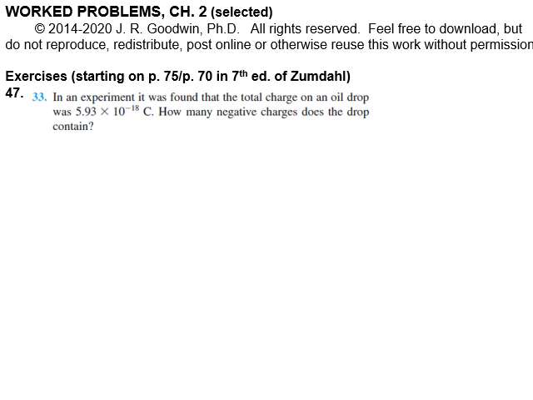Okay, so let's take a look at Chapter 2's problems. This first problem is very simple. Let me just read it. In an experiment, it was found that the total charge on an oil drop was 5.93 E minus 18 coulombs. How many negative charges does it contain?